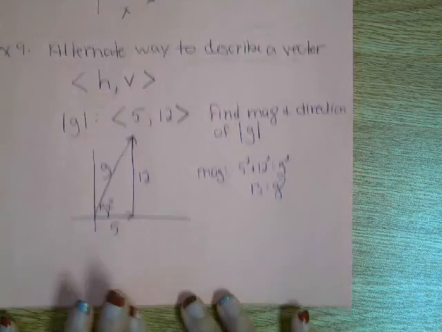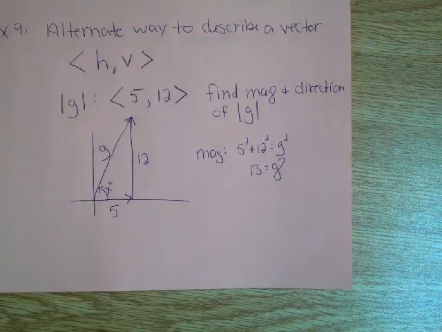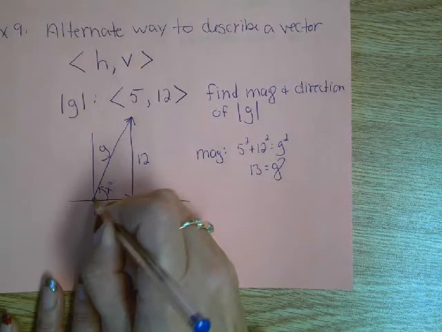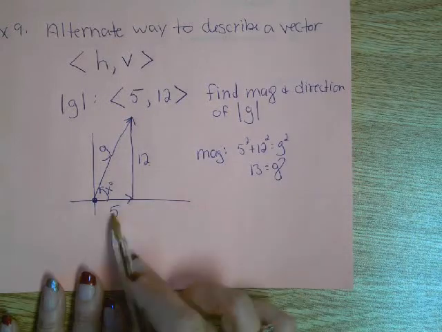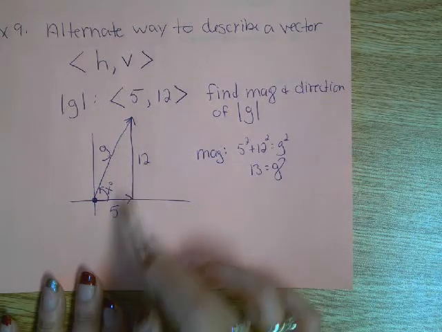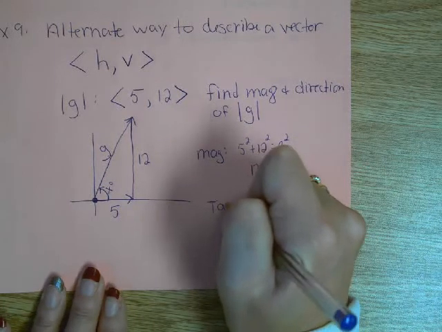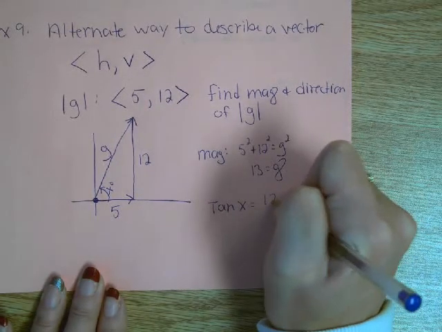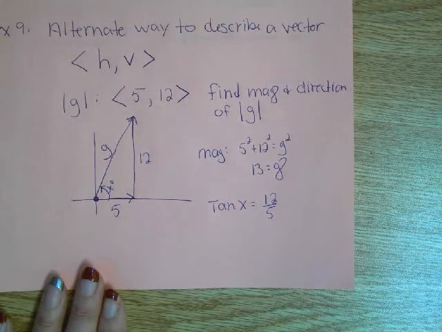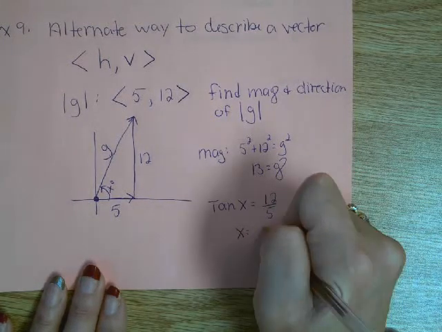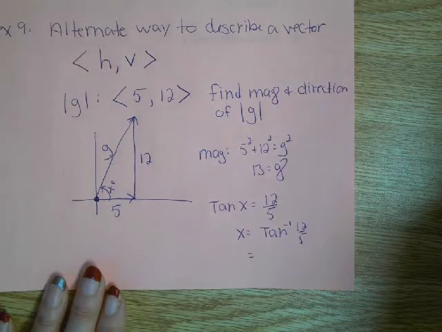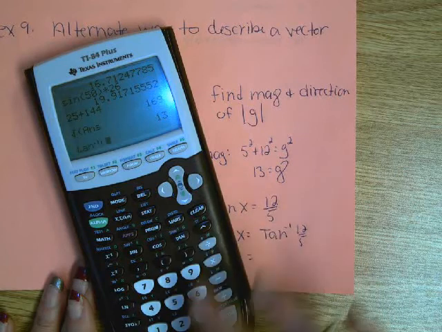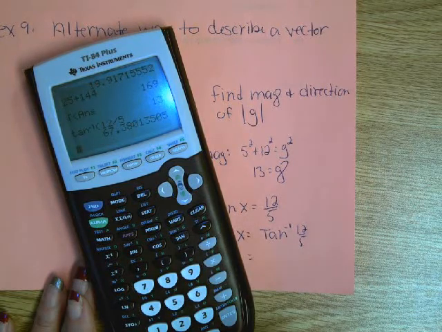And then direction, we're going to have to do a little bit of trig. So if I stand here at the angle I'm trying to find, we have to pick a trig function that works. It doesn't matter what sides we use. I'm going to choose the 12 and the 5. What trig function works with the 12 and the 5? Tangent. So we're going to set up tan of x equals 12 over 5. And how do I get the angle measure? Inverse tan. So to get the direction, we're just going to inverse tan 12 over 5. 67 degrees.